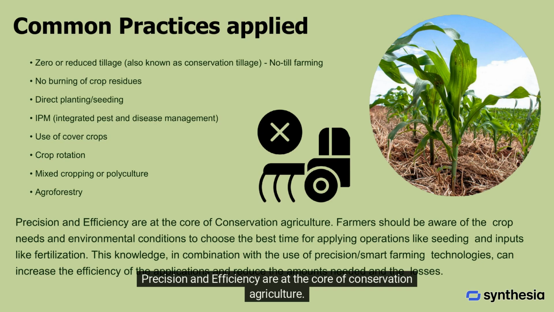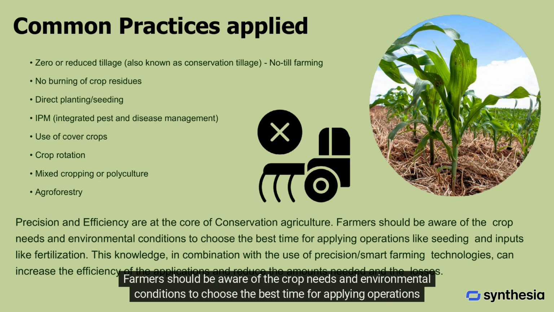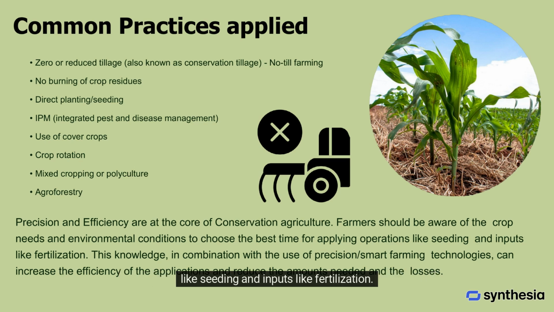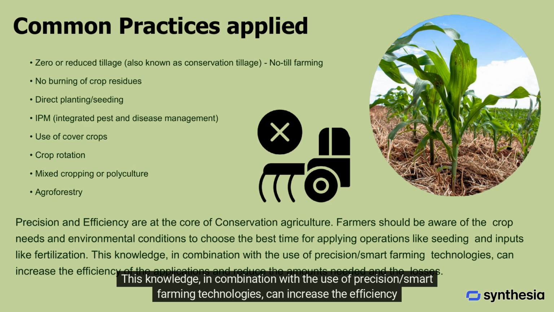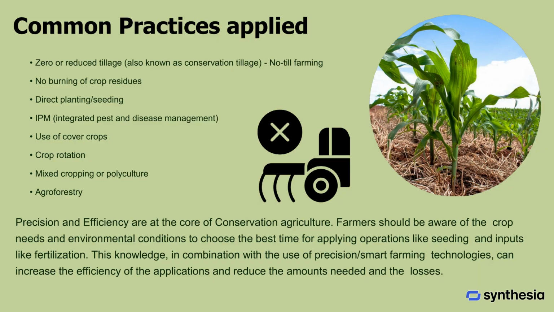Precision and efficiency are at the core of conservation agriculture. Farmers should be aware of the crop needs and environmental conditions to choose the best time for applying operations like seeding and inputs like fertilization. This knowledge, in combination with the use of precision smart farming technologies, can increase the efficiency of the applications and reduce the amounts needed and the losses.